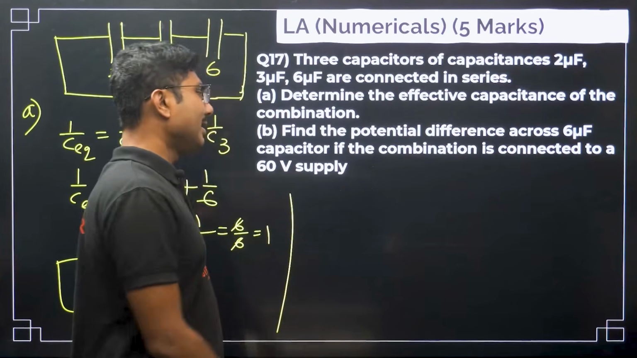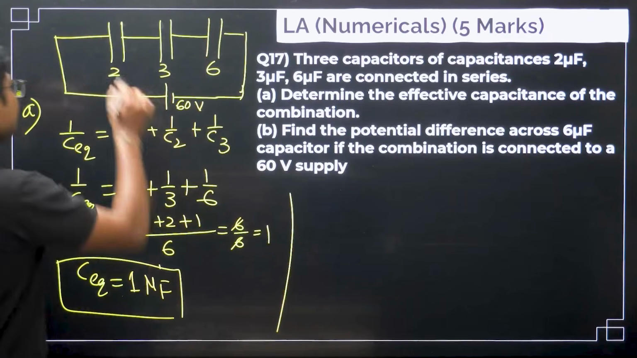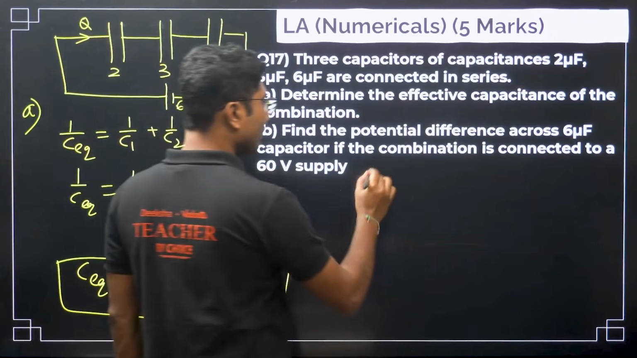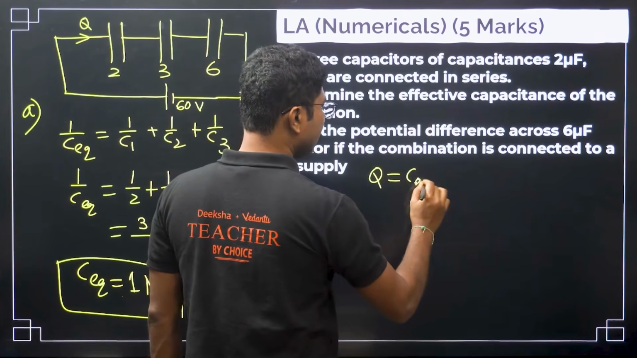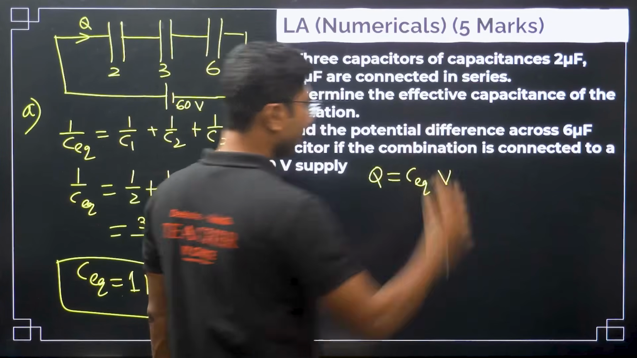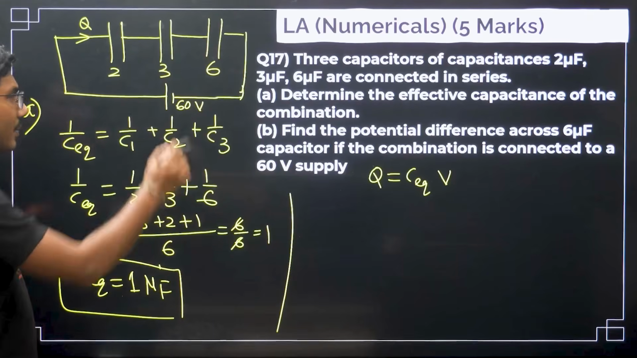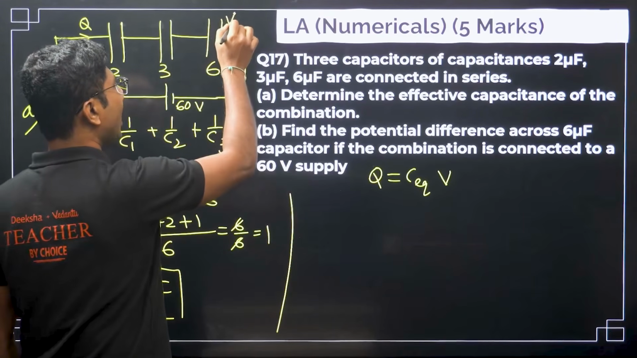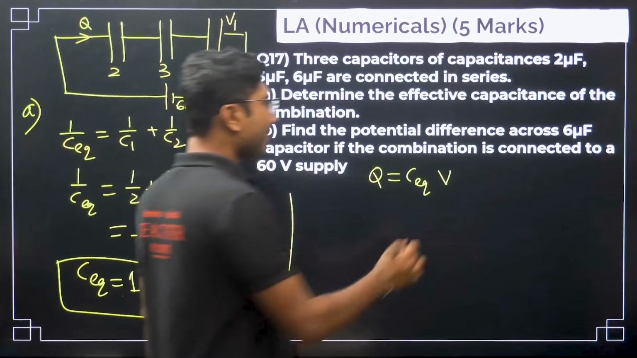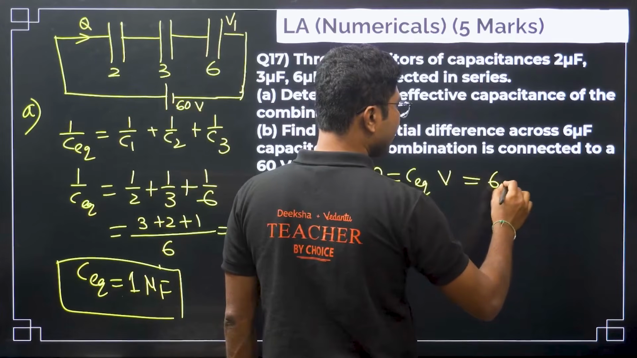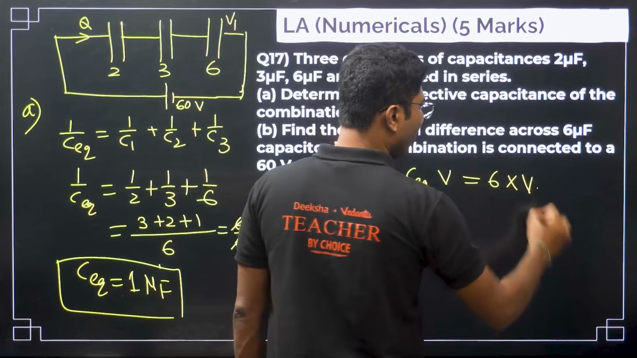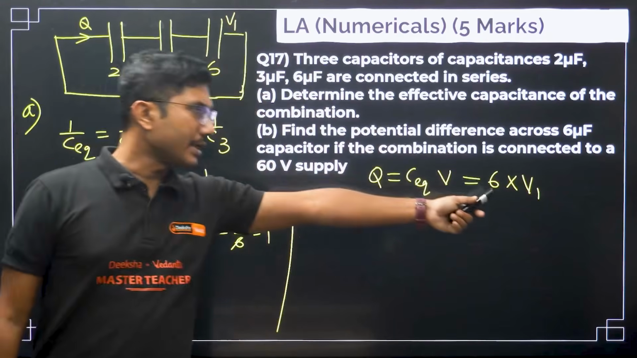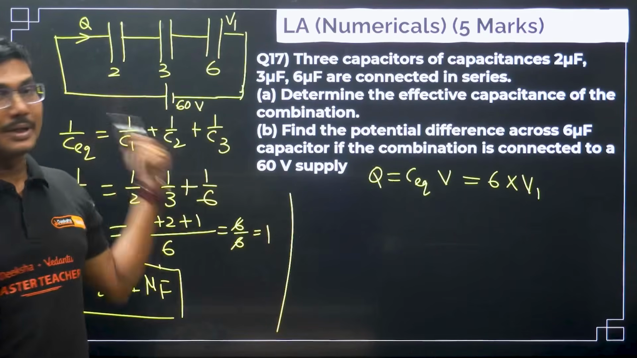Now to do that you have to remember the C equivalent you have calculated. So what is the charge flowing in the circuit? If the charge in the circuit is Q, then Q can be written as C equivalent into applied voltage. And if the voltage across this is say V1, then the same charge will pass through this as well. Voltage will be different, capacitance will be different, but the charge will remain the same.